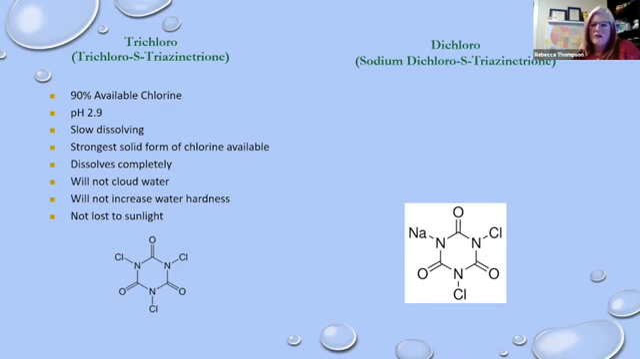Dichlor will dissolve but the water has to be above 70 degrees. Typically on the packaging, it says to dissolve prior to adding to the pool. This is because it doesn't dissolve quickly, and it can lead to the bleaching of liners. And again, this is the molecule of dichlor. If you'll notice on the trichlor, there are 3 chlorine molecules, and on the dichlor, there are only 2.